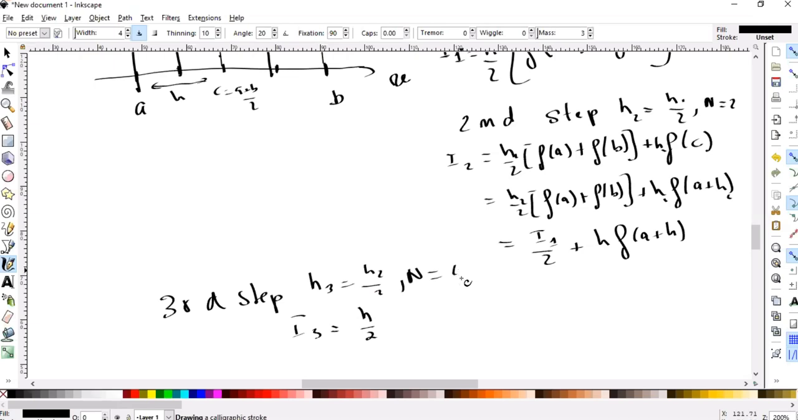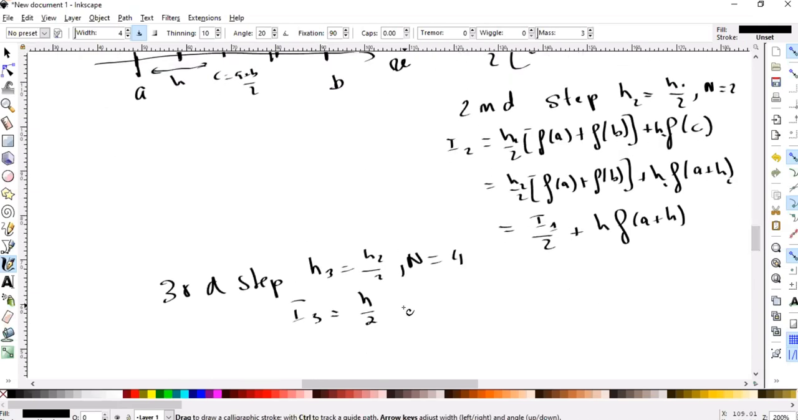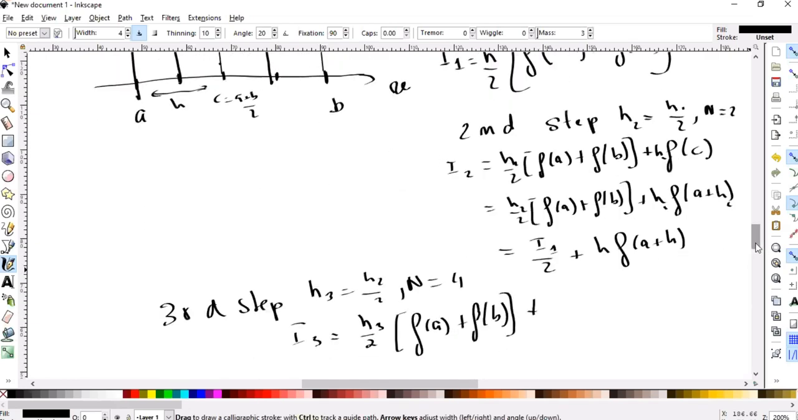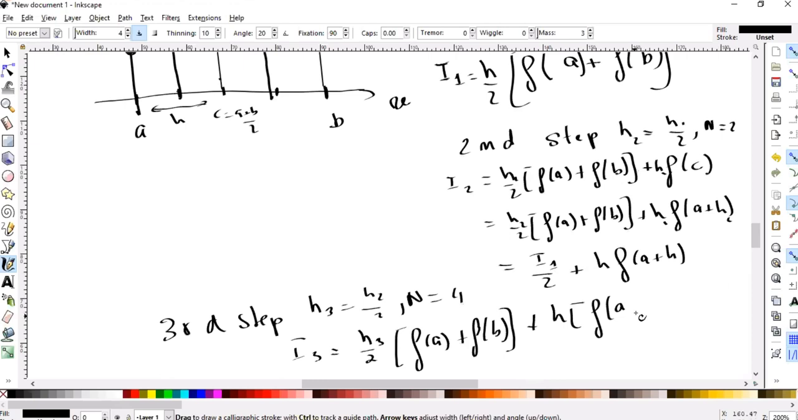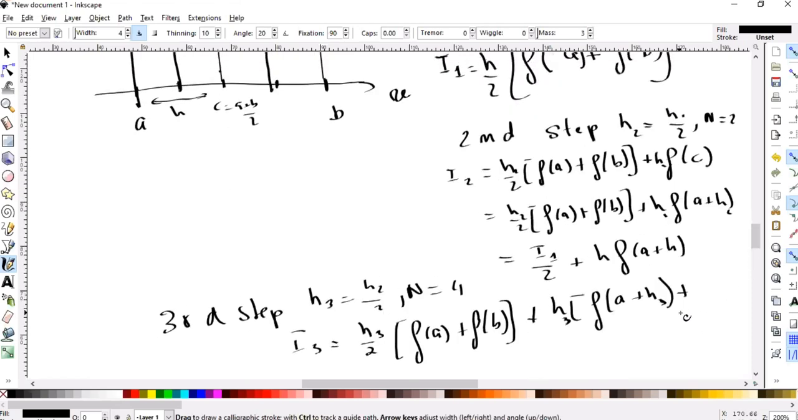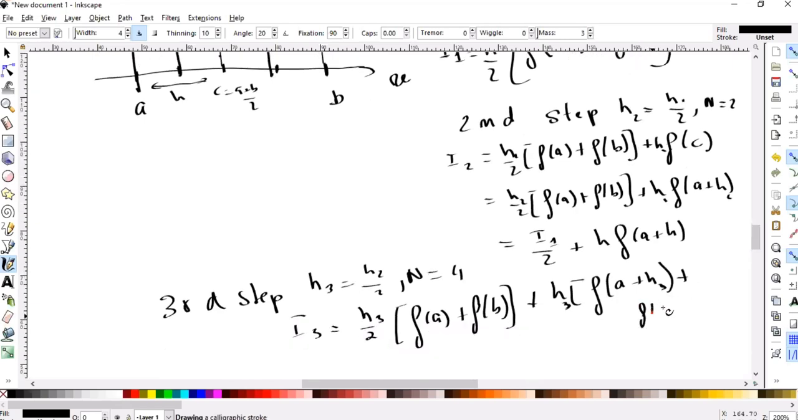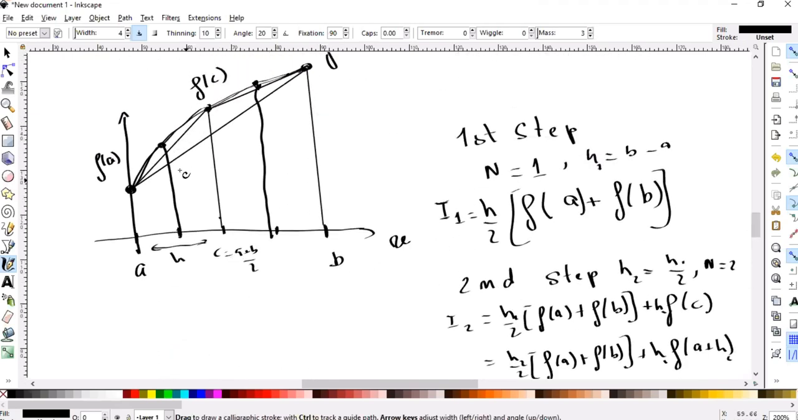Okay, N equals 4, and it's 2 times the previous N. And so it's H3 over 2 times the first point plus the last point: F of A plus F of B, plus now H by, F of, this is A plus H, well here it's H2, so F of A plus H3 plus F of A plus 2H3 plus F of A plus 3H3. And that's it. So I have 5 points here.